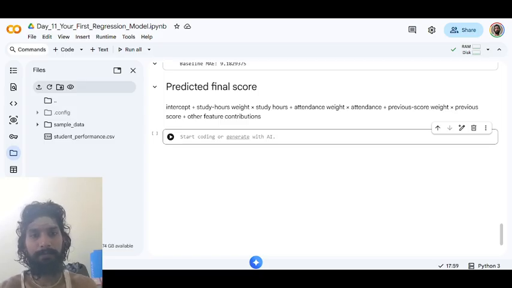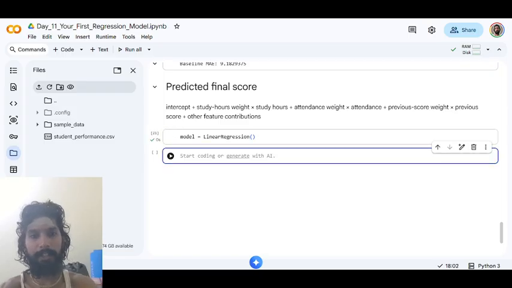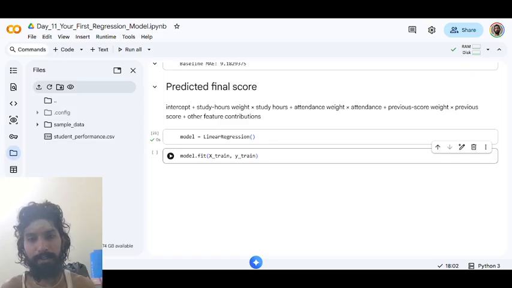Create the model. At this point, the model has not learned anything. It is an empty model object. Now train it. Before running this line, ask yourself, what information will the model use? It will use the feature values in X_train and the correct final scores in y_train. Run the cell.